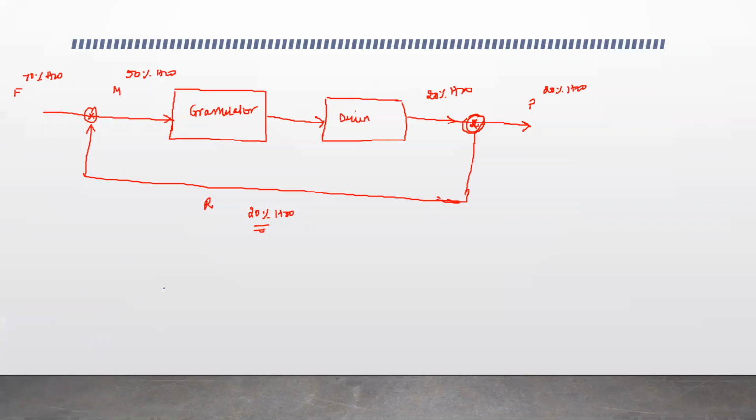Then let me give you information about the air as well. You have dry air, which contains 0.2% moisture, and you have wet air that is leaving with 5% moisture. So yeah, this is your overall block diagram.